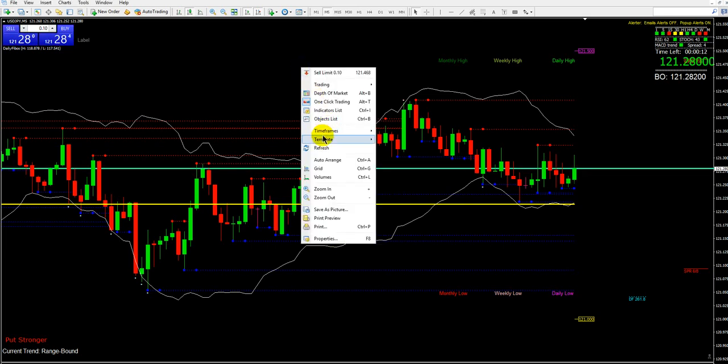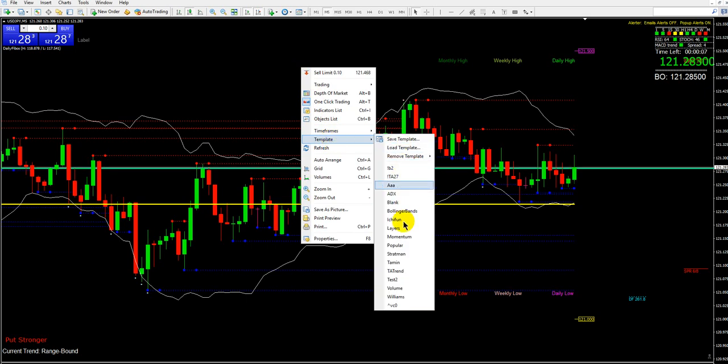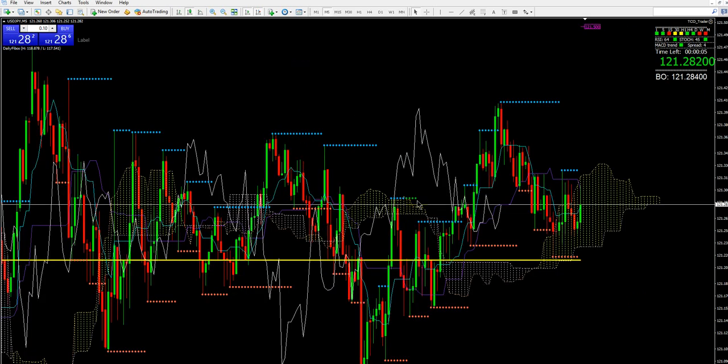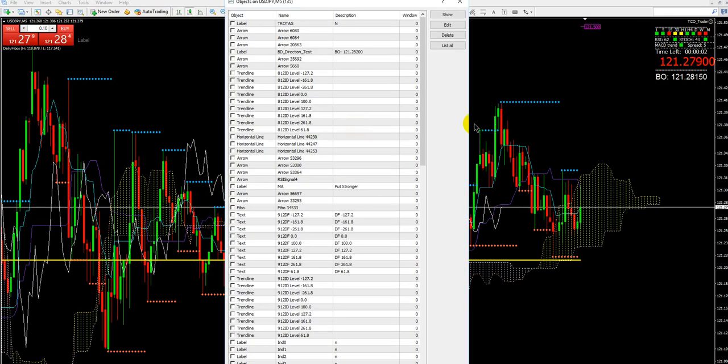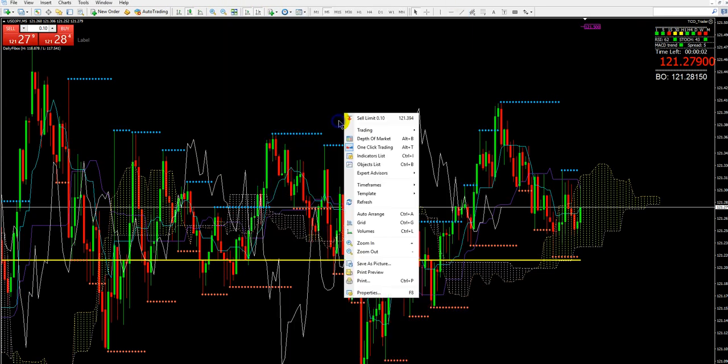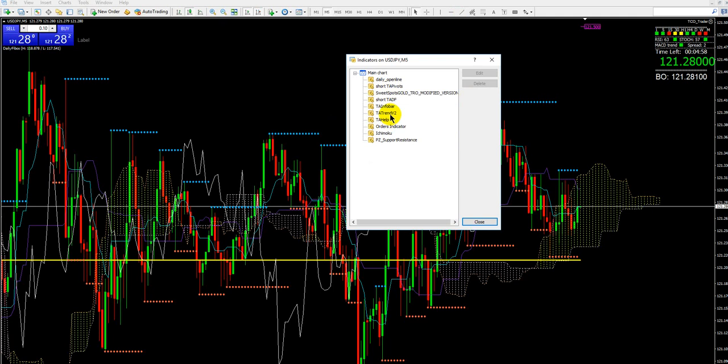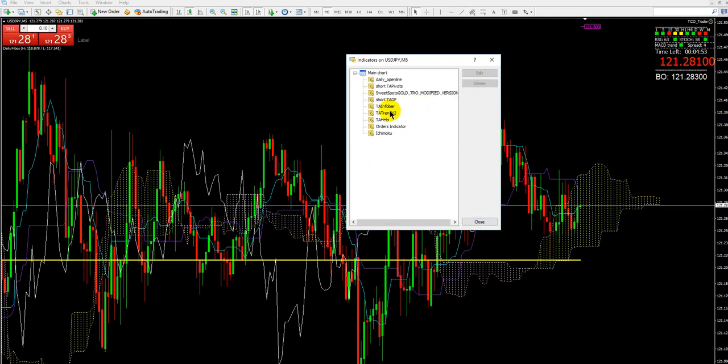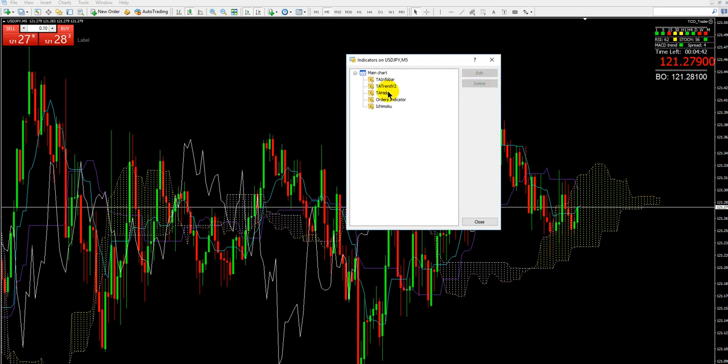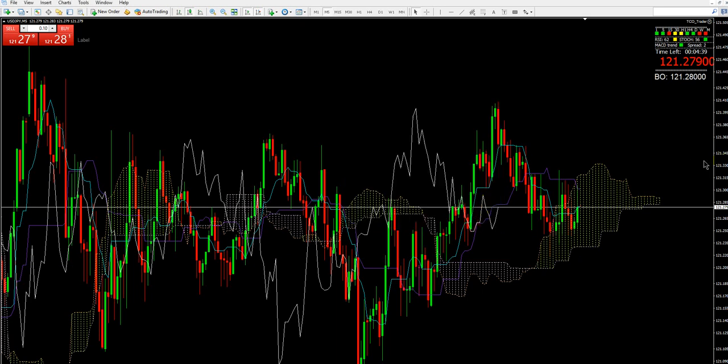Let's see if I can help you out. Let's take a look at the chart in another way. Holy hell, that's just a mess. Let's clean it up a little. Delete. Okay. And let's zoom in one.